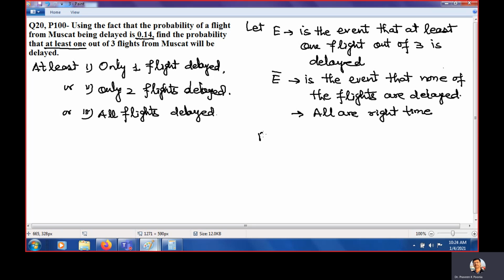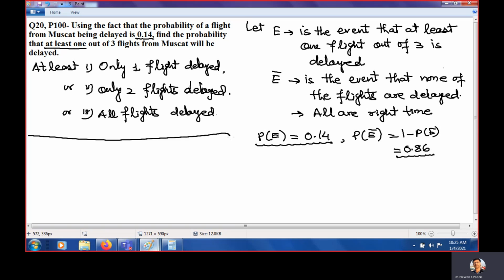So P(E) is equal to, the probability that the flight is delayed, is 0.14. Clear? And probability of E bar is 1 minus P(E). That means it is 0.86, 1 minus 0.14. So probability that the flight is delayed is 0.14 and the probability that the flight is not delayed is 0.86. Clear?